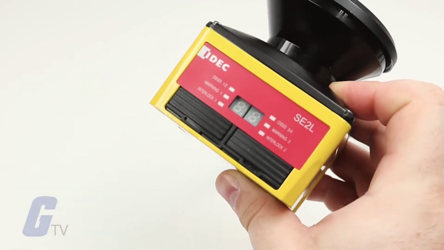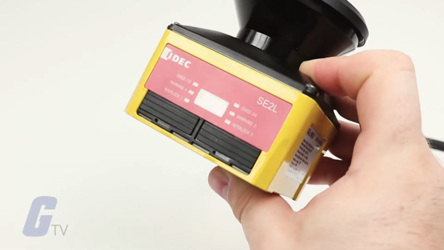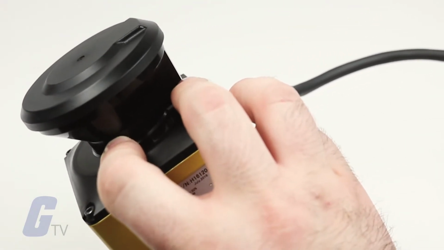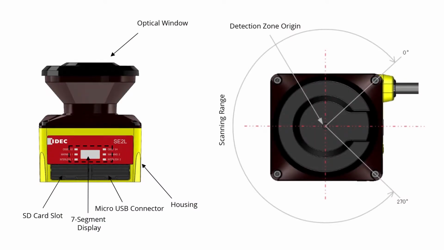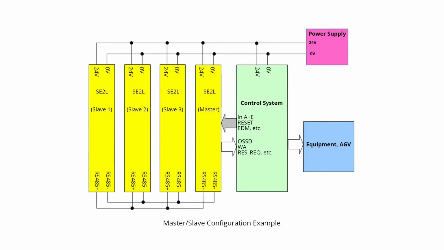IDEC SE2L Safety Laser Scanner is the smallest of its class, while still being one of the best performers in its category. It features a 270-degree sensing angle, a 5-meter safety protection zone, a 20-meter warning zone, and customizable protection patterns. Up to 4 SE2L devices can be connected together using a master and slave configuration.